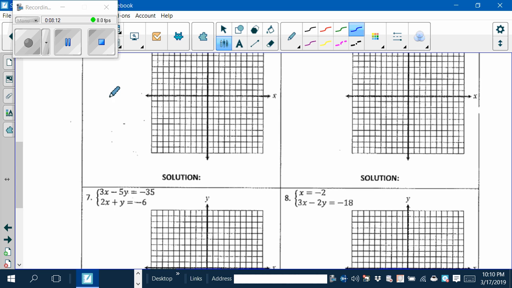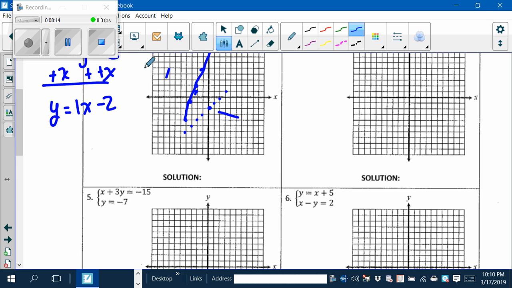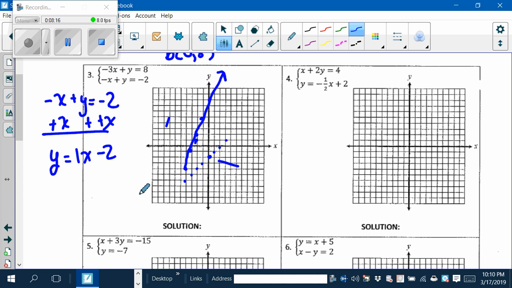And that was just a quick, brief idea of solving systems by graphing. So hope this helps.